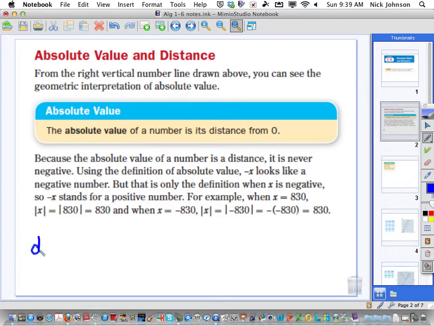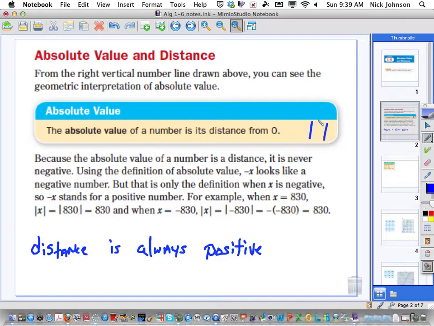Distance is always positive. So that's what's going to happen when you get an absolute value symbol. And you should have seen absolute value before. Remember, it's these two little lines that go vertically up and down. That's the symbol for absolute value. Because the absolute value of a number is a distance, it is never negative.